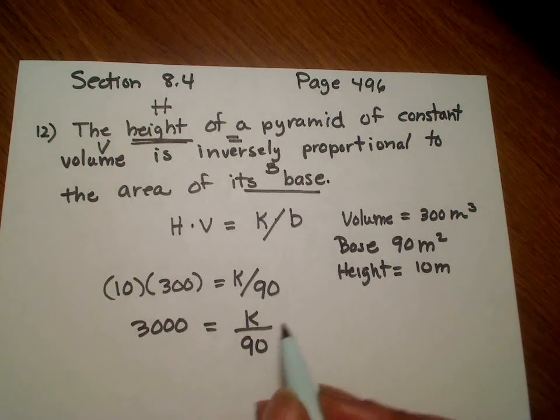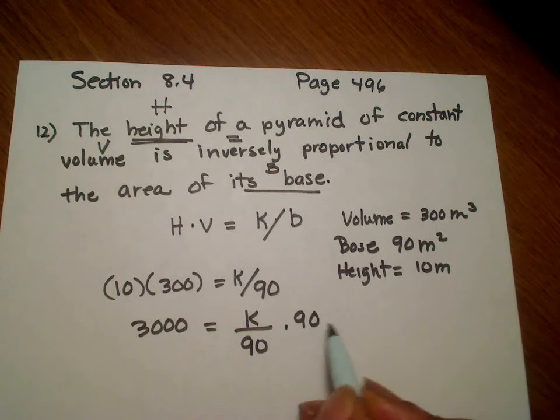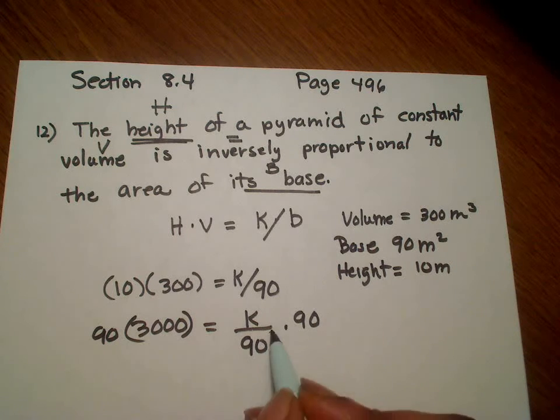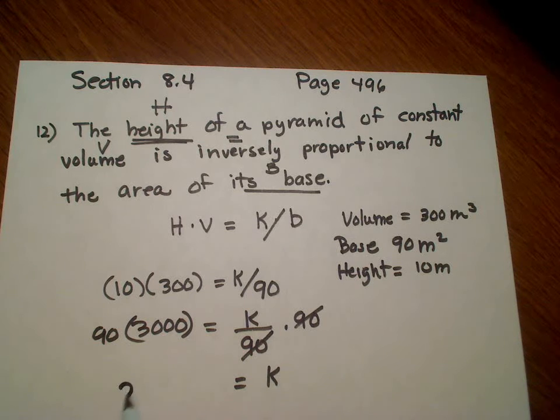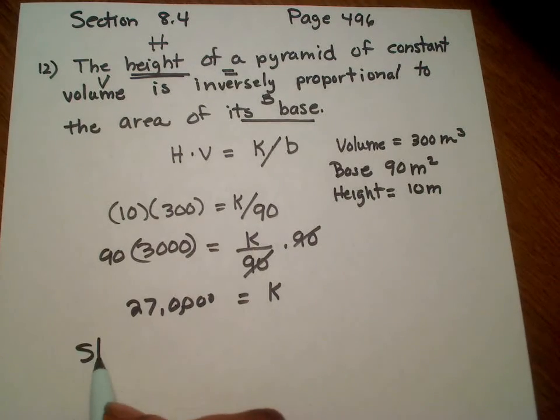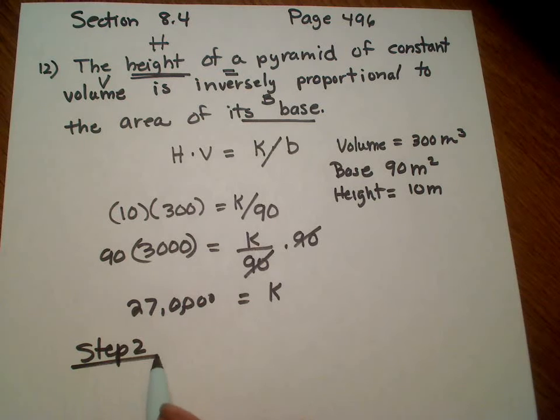Now let's go and solve for k by multiplying both sides by 90. The 90s cancel out, leaving us now with k. There we go. Now let's go on and do step number 2.